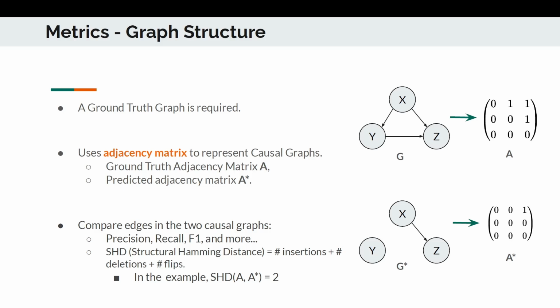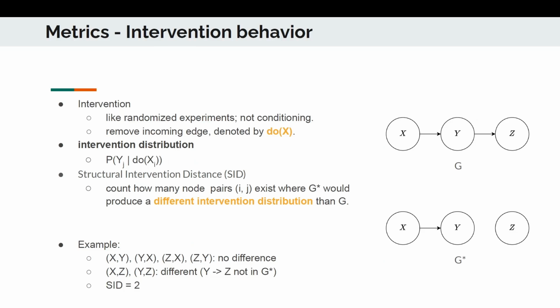And by representing a causal graph in the form of an adjacency matrix, we can also apply different common metrics that we have utilized in classification algorithms. For example, precision, recall, F1, and more. Or structural Hamming distance is one of the examples as well. But to make the most of the graph or causal structure, we can also quantify the intervention behavior of two graphs to create an evaluation metric which is more relevant.